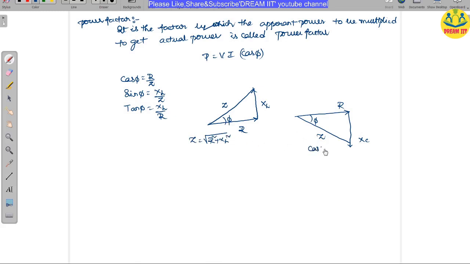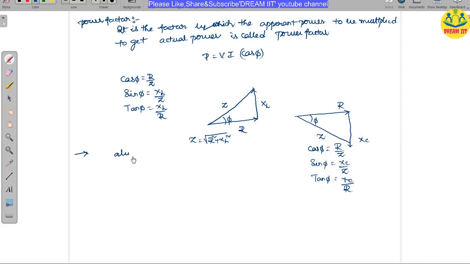For this triangle, cos phi is equal to R by Z, sin phi will become XC by Z, and tan phi will become XC by R. This is the power factor, which has a very important role in the power system. So let us see the importance of the power factor.